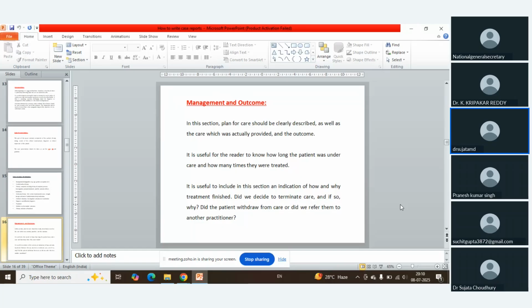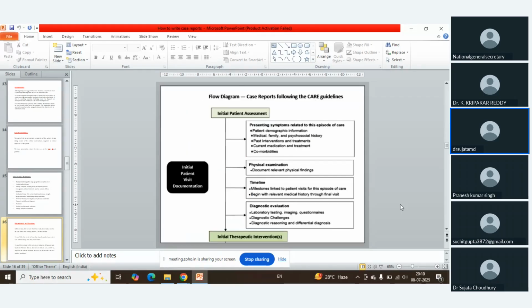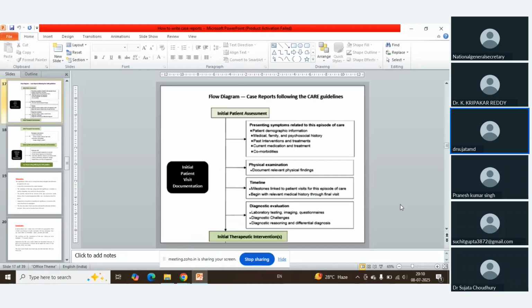It is useful to include in this section an indication of how and why treatment finished, how you gave treatment, and if you finished the treatment, how and why it was completed, or terminated. The proper justification for each thing will be described. Or if the patient withdraws, then we can give the cause of the withdrawal. So this is the CARE guideline.